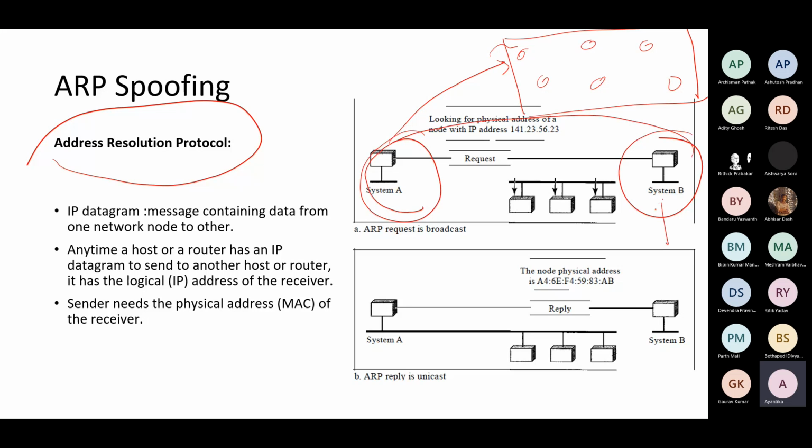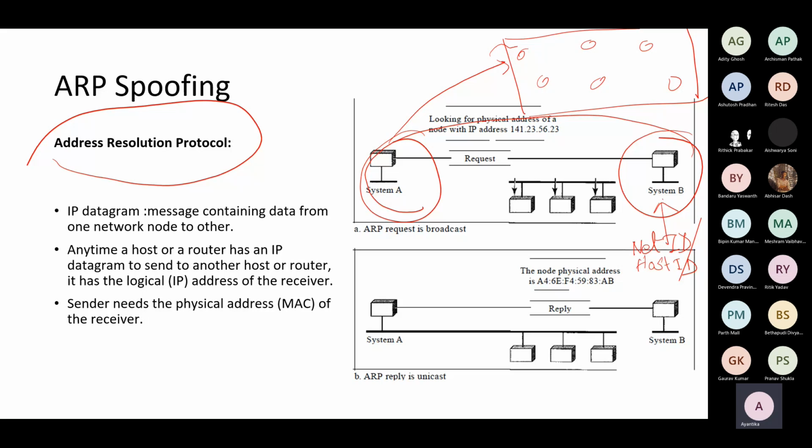Now this system B is associated with two types of ID. One is the network ID to identify the network, and the other is the particular host ID, that is the physical address. So when system A is sending data to system B residing inside another network, the first thing is to identify the network, and the second thing is the physical ID, or host ID, of that machine. So what is the process? What does the Address Resolution Protocol do in general?